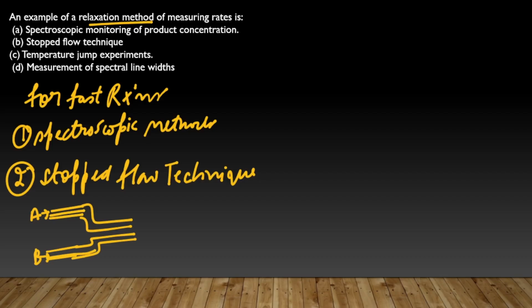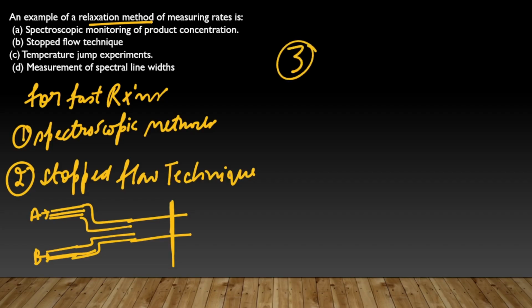Both of them come and mix in one tube only. So what you do is you suddenly stop the flow of these reactants. That is basically a jerk provided to study the fast reaction, which is called the stopped flow method. So reactants A and B are coming and are stopped at once. This is the stopped flow technique.